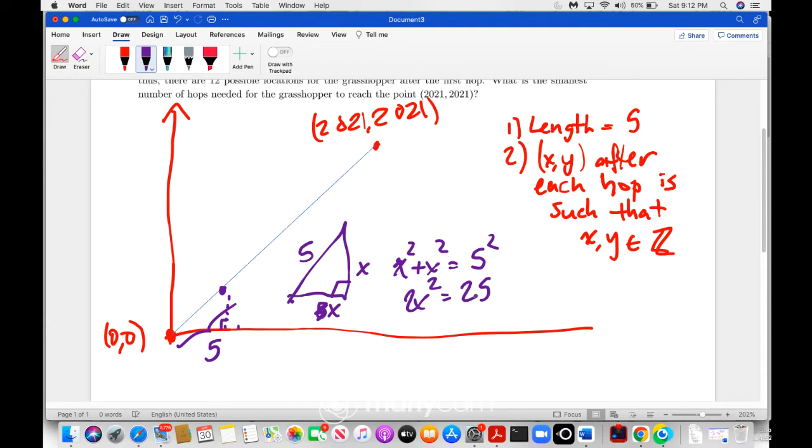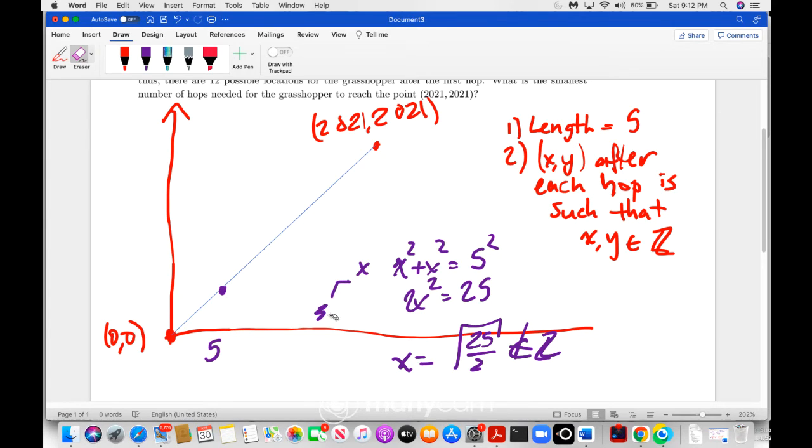Okay, so x is going to end up being something like the square root of 25 halves, which is not an integer. And the x and y coordinates must be integers. So it's actually impossible to just straight up go distances of 5. So unfortunately, that's not possible.